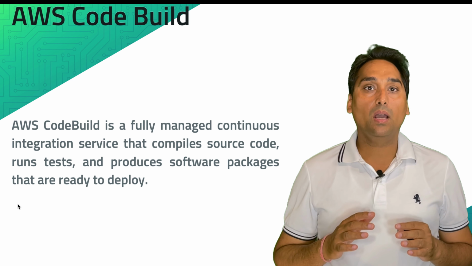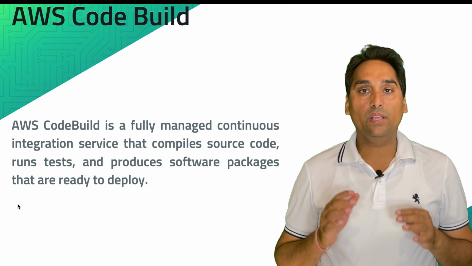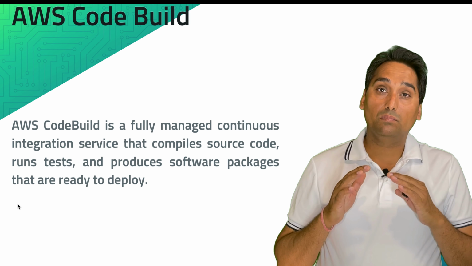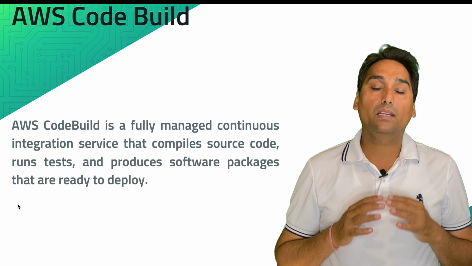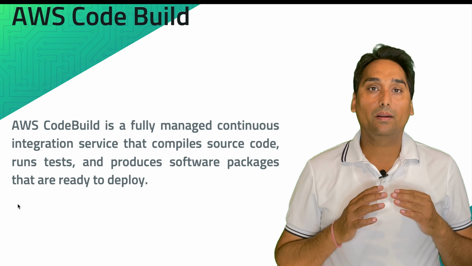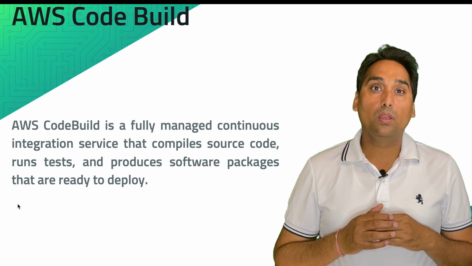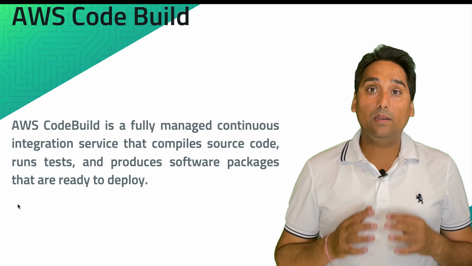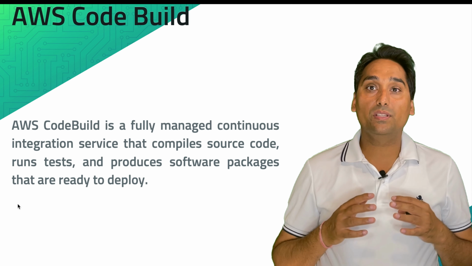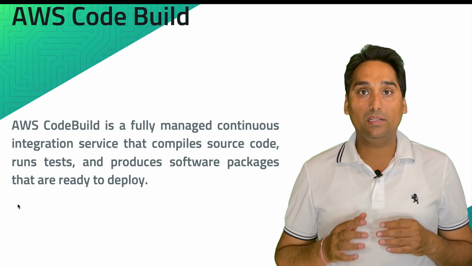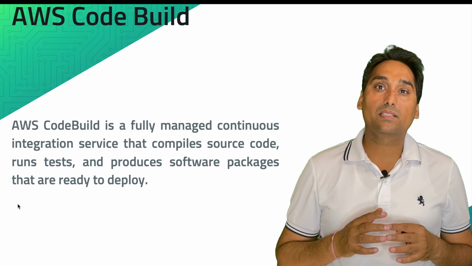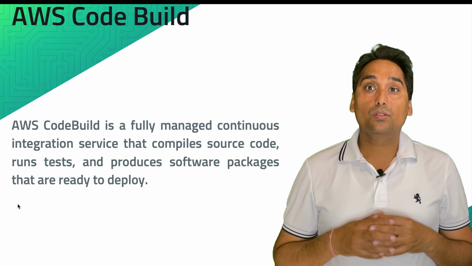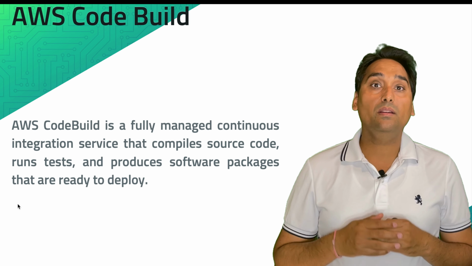Let's talk about another service called AWS CodeBuild. AWS CodeBuild is a fully managed continuous integration service that compiles source code, runs test cases, and produces software packages that are ready to deploy. With CodeBuild, you don't need to provision, manage, and scale your own build servers. CodeBuild scales continuously and processes multiple builds concurrently. So your builds are not left waiting in a queue.